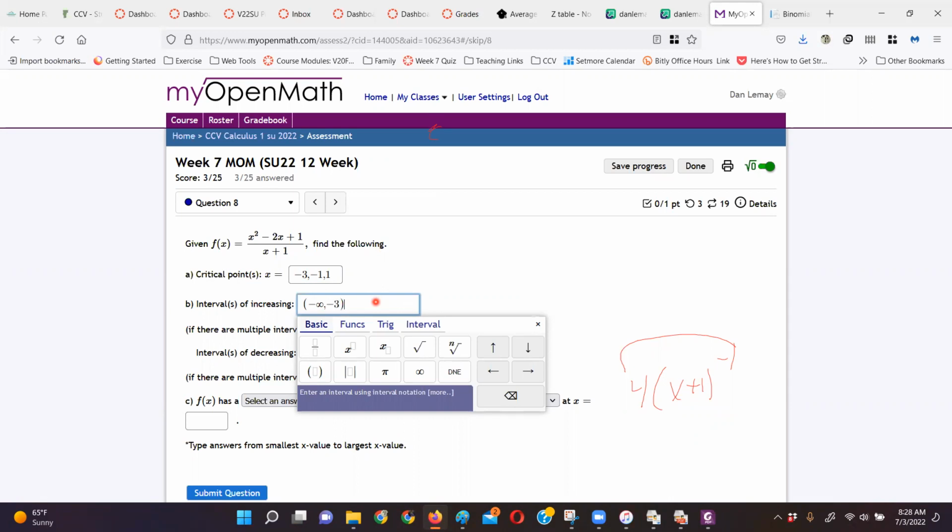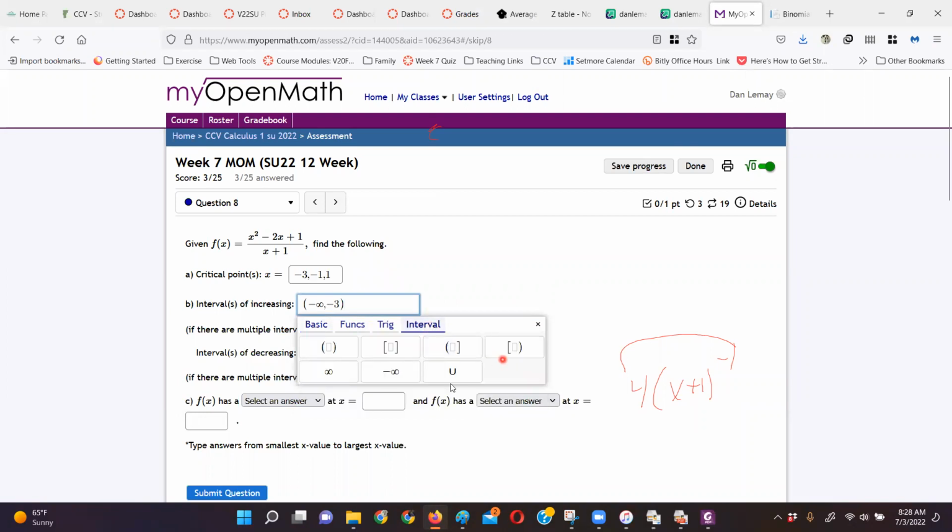And then let me just do the U. Well, I don't know, I'll try it. Sometimes OpenMath likes it, sometimes it doesn't. No, it doesn't see it. Give that weird U, so I've got to use the interval. Then from 1, it's increasing from 1 to positive infinity. And then separate them with U. Oh, good, they did say U. All right, good.